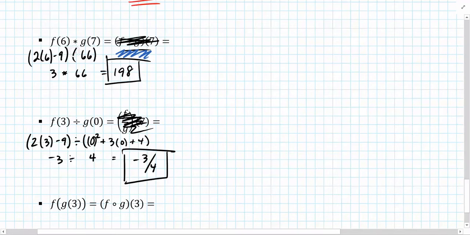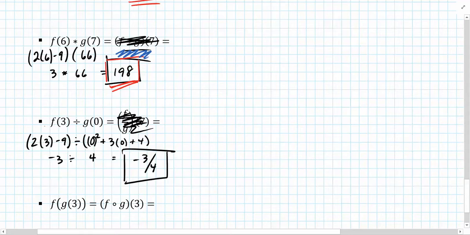For f of 6 times g of 7, well, I had to recalculate f of 6. That came out to be equal to the number 3. And g of 7, we knew that was 66. Now, 3 times 66 is 198. So f of 6 times g of 7 is equal to 198.